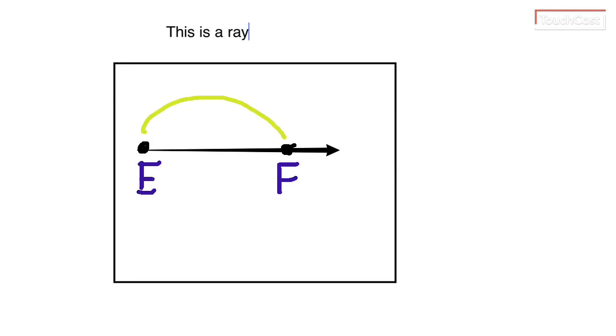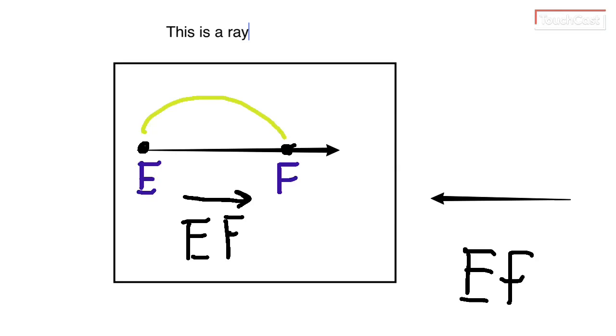For drawing that, I would write EF with an arrow pointing one way. As we talked about before, if this arrow was going this way, and it was EF with those dots, you would actually write it out as EF with the arrow going the other way.